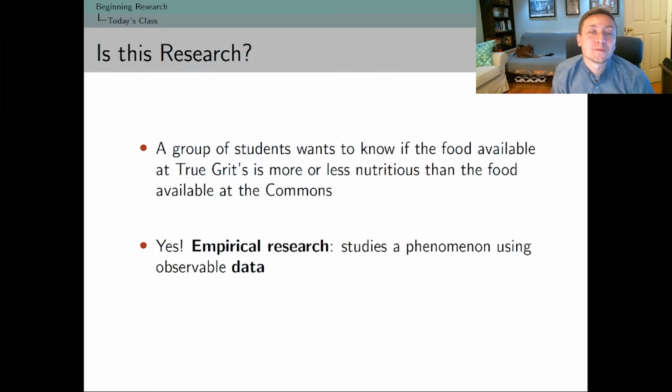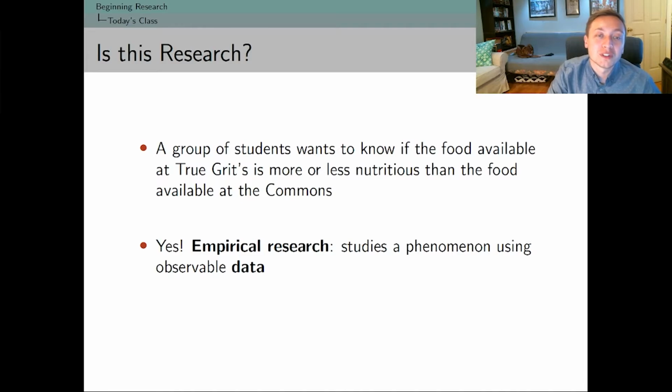The first statement here is a research project in which a group of students want to know if the food available at True Grits, you may remember that it's a dining hall on the physical campus of UMBC. Maybe some of you have never been there, but it's a place where you get to eat food, right? They want to know if this food is more or less nutritious than the food available at the Commons. And so you might be asking yourself, is this research? Well, the answer is yes.